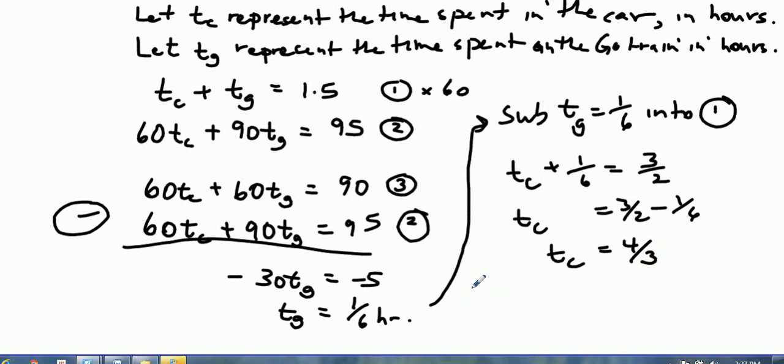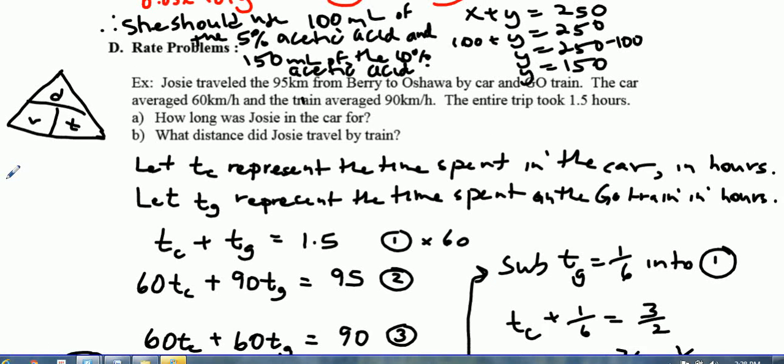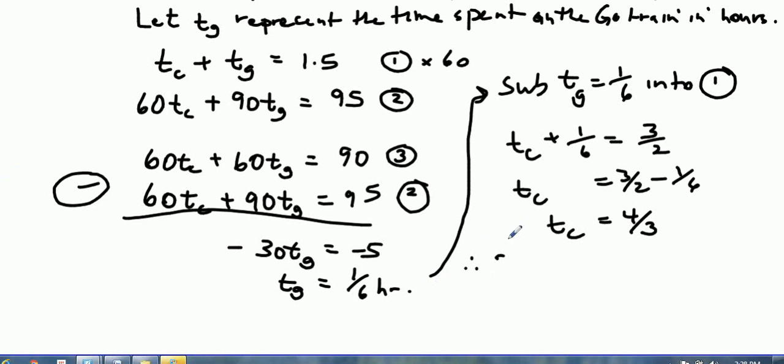Okay. So therefore, let's look at the question before we answer it. How long was Josie in the car? So we really saw we needed this one here, the car one, right? Not the GO train one. So in reflecting on this answer, we could have avoided having to do this part if we had eliminated the TG from the beginning. We would have ended up with the TC just right off the hop. So we could have done that in hindsight.